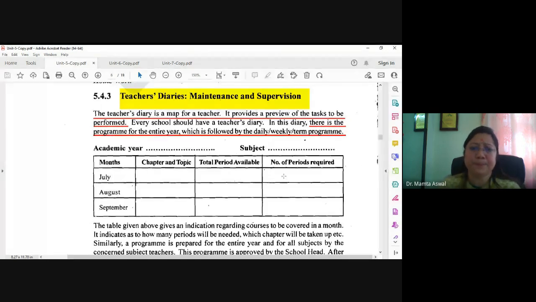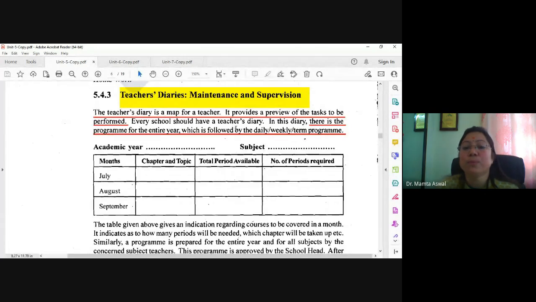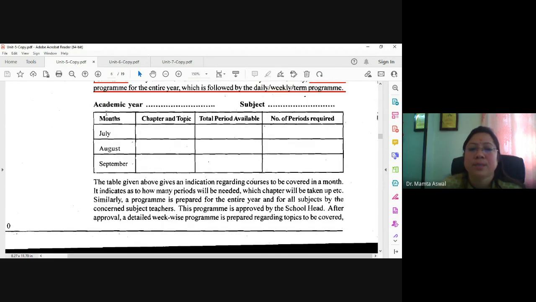Now you can see basically the teacher diary is a blueprint or a map for his future endeavors. Whatever he is going to do in the future, it's basically a map of that. So you can see here there's a simple format. Academic year, for example 2023-24, subject physics, and then month wise, July, August, September, and then chapter. You can write down which chapter I'll cover, what topic I'll cover here, what are the total periods which I'll get in the July month, excluding the vacations, how many periods I require to teach a particular topic.